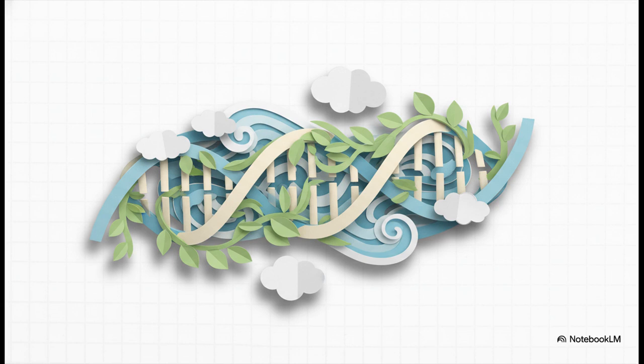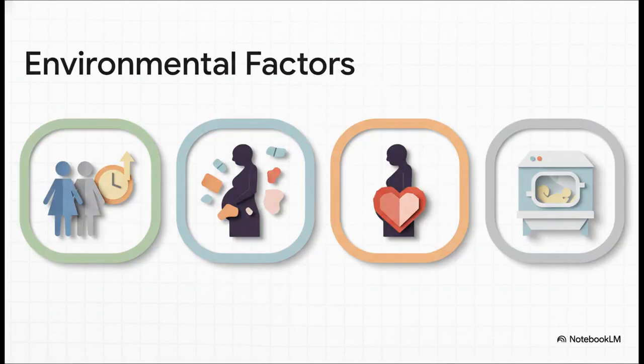A good way to think about it is that genetics might load the gun, but other factors can sometimes play a role in pulling the trigger. Now, when scientists talk about environmental factors, it's really important to know they aren't talking about things like pollution. They're talking about specific conditions during critical periods of brain development, mostly before birth. This can include things like the parent's age, certain health conditions or medications during pregnancy, or major complications during birth, like being born extremely premature.